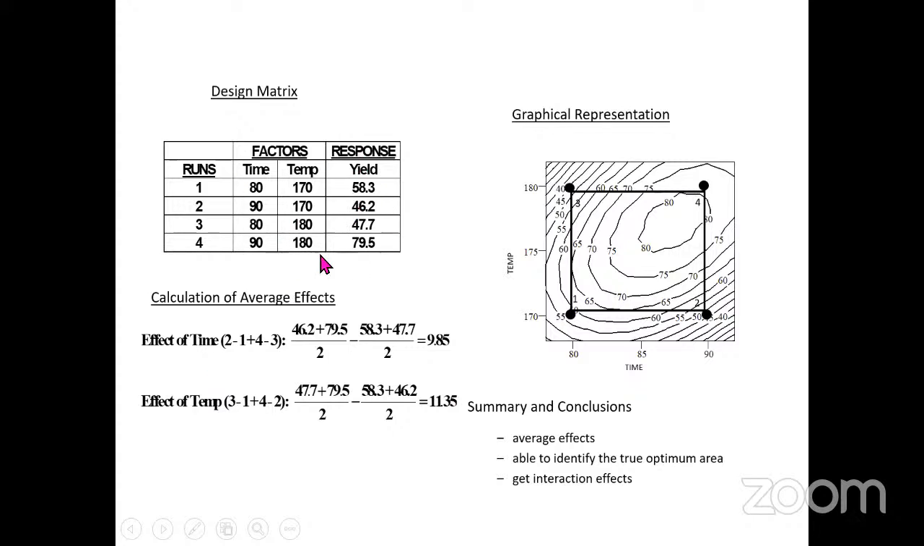It shows you a 2 raised to the power 2 design. That means 2 factors, time and temperature, and 2 levels, that means a lower level and a higher level. So it's four experiments, 2 raised to the power 2 experiments.